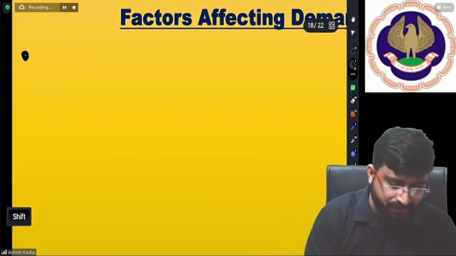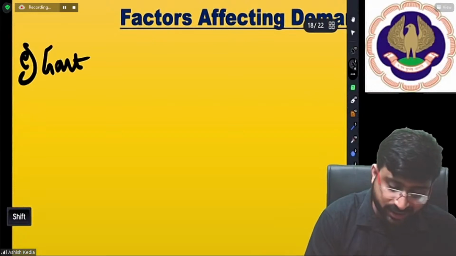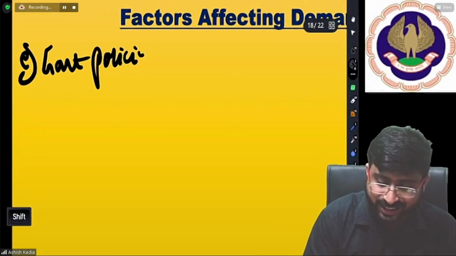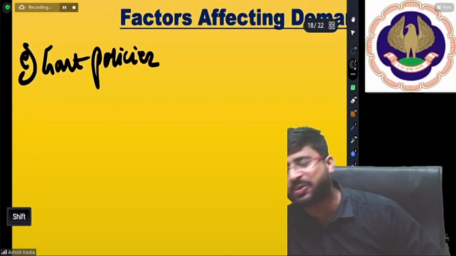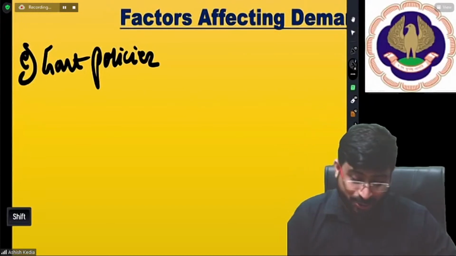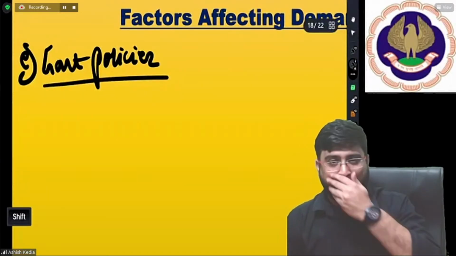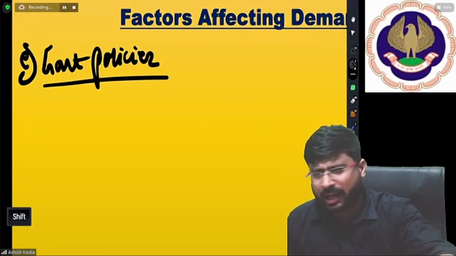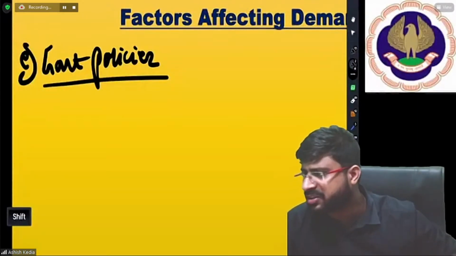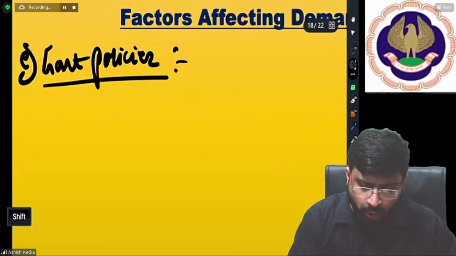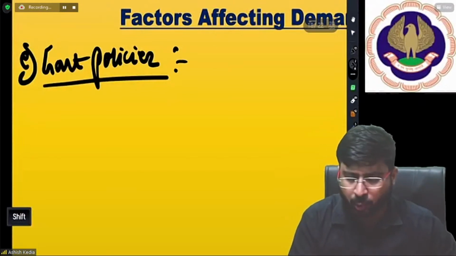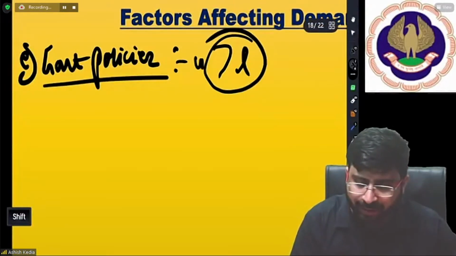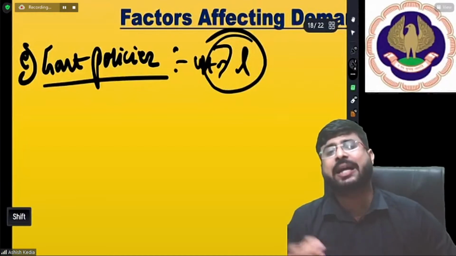And finally, government policies. You know, it's interesting that now the budget is being discussed while we are doing this class. So what policies is the government bringing? Right now, I have not gone through the entire budget because it is still in progress. But what I heard was that income up to 7 lakh will possibly not be taxable.